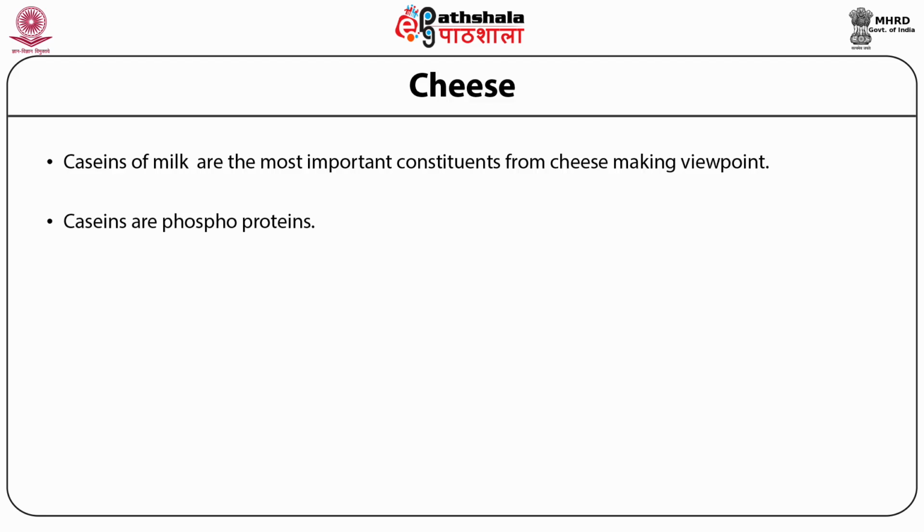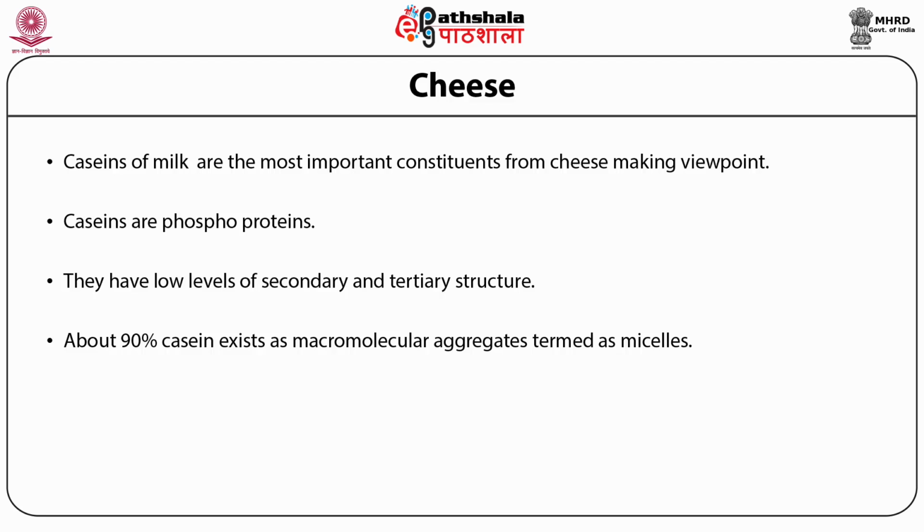Caseins are phosphoproteins. These are proteins which have very low levels of secondary and tertiary structure. As we know, proteins are complex structures also having quaternary structures, but casein has structures only up to tertiary levels. That is, it can easily be disrupted. About 90% of casein exists as a macromolecule.